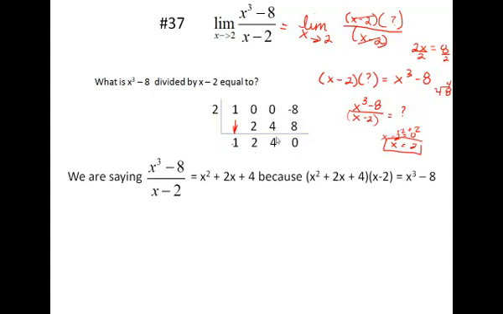Add these together. We're going to get 4. 2 times 4 is going to be 8. Add those together, we get our 0. So remember, this is our remainder, and that's what we want. That last column that we set up is going to be a remainder.